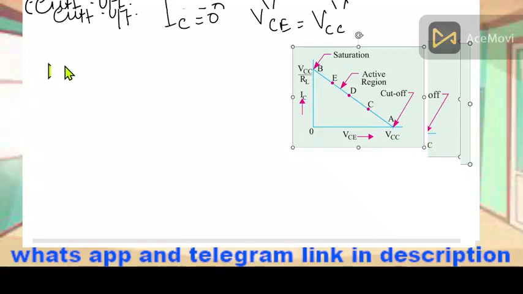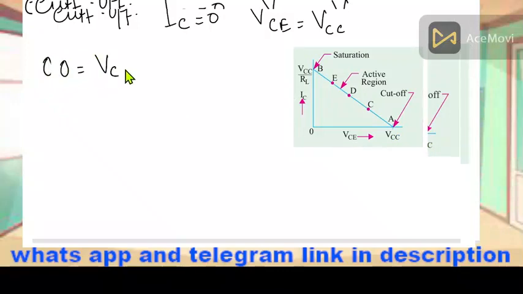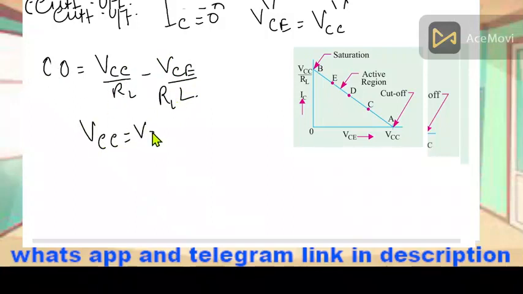Now you see the equation number 2 of the previous page. IC equal to 0 means left hand side is equal to 0, VCC upon RL minus VCE upon RL. So if you equate this equation, you are getting VCC equal to VCE. So one point, the cutoff point, is on the x-axis that you can determine. This is how you have determined the cutoff point, not the region. Region was in the characteristic. This is how you can locate it.